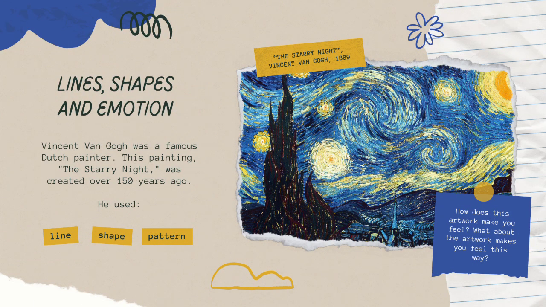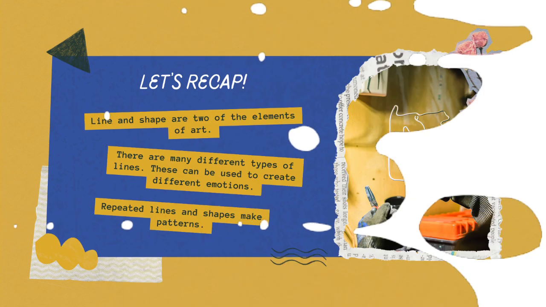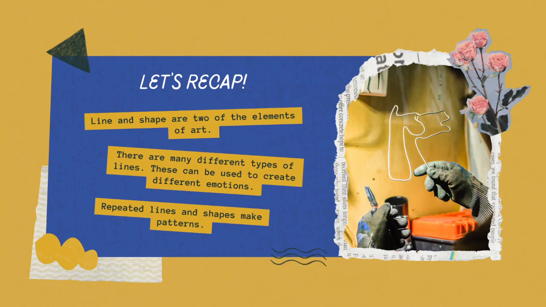Vincent van Gogh, a famous Dutch painter. His painting, The Starry Night, was created over 150 years ago. As you can observe, he used line, shape, and pattern. So, line and shape are two of the elements of art. There are many different types of lines which can be used to create different emotions. And, repeated lines and shapes make patterns.